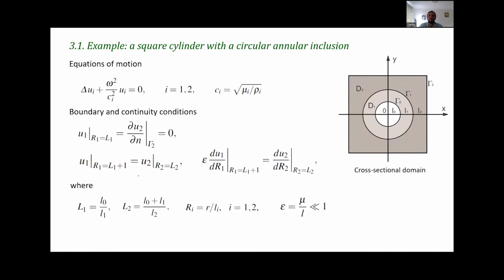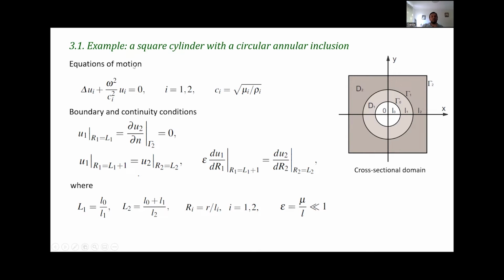So let's consider an example of how we can apply this. Suppose that we have a square cylinder with a circular annular inclusion. If that was two circles, then you could easily write down an analytical solution in closed form. But if you have a square and a circle, then the analytical solution in closed form becomes problematic. At the same time, within our approach, we can certainly find a straightforward asymptotic solution here.